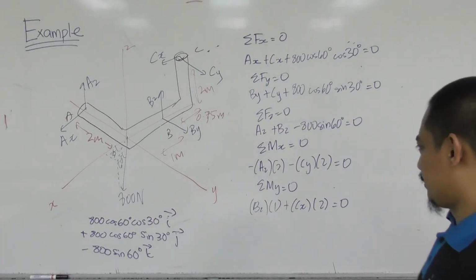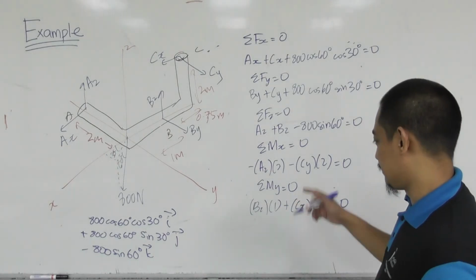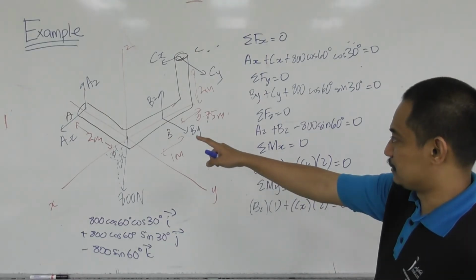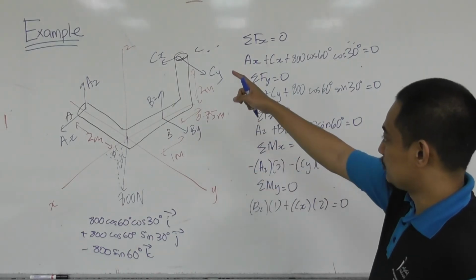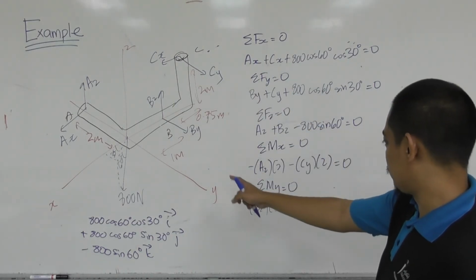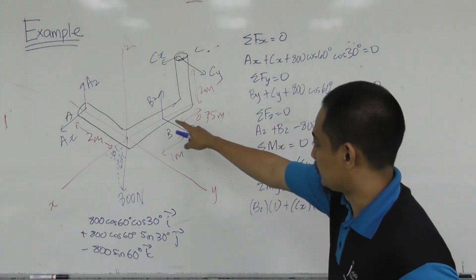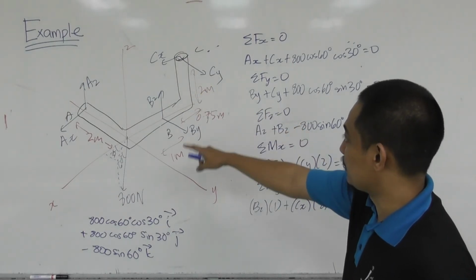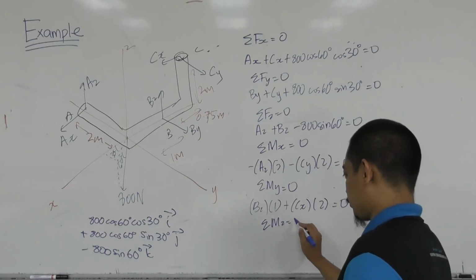right? You have to check sometimes, right? Because sometimes if you make a mistake in the distance, it will affect everything, right? So just to check, Az is perpendicular to this, Cy with respect to x is 2 also, Bz with respect to y is 1, Cx with respect to y is 2. And then summation of Mz equal to 0.